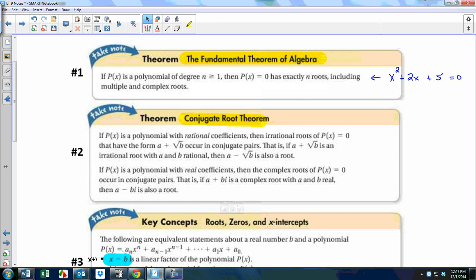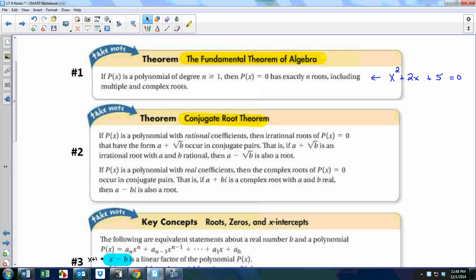Okay, so we paused and read over these. Now let's explain what we read, because this is just math speak. It's math language. For number 1, the fundamental theorem of algebra, all that's saying is if you have a degree bigger than 1, so x squared, x to the third, whatever that degree is, that's how many solutions or how many roots there are. So for this example, x squared plus 2x plus 5 equals 0, there's 2 answers. And we figured that out, right? If it's a degree 3, there's 3 answers. Degree 4, there's 4 answers, etc.